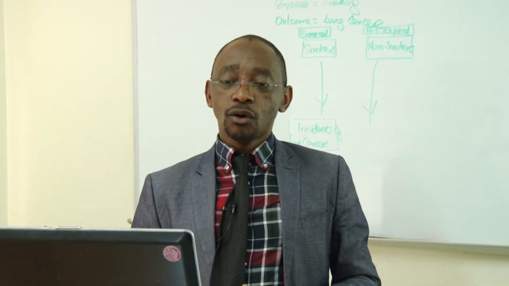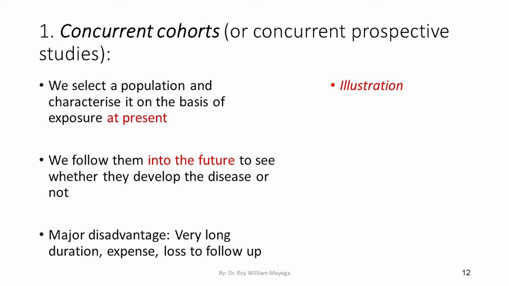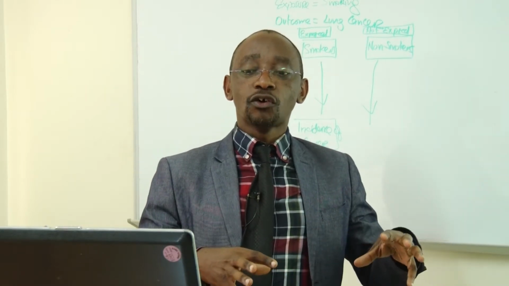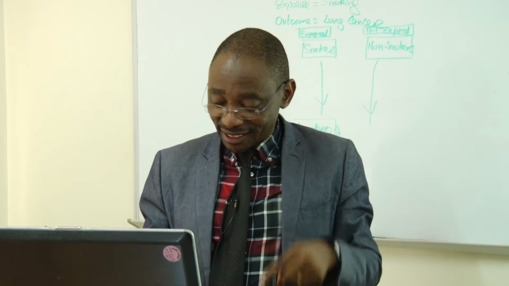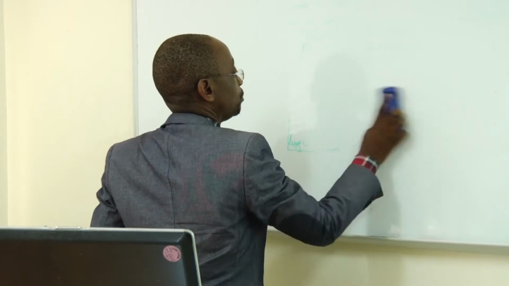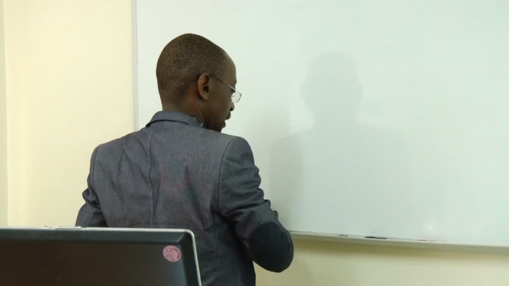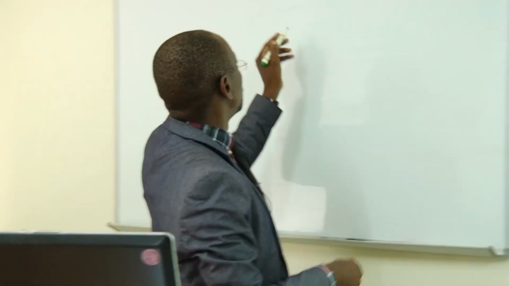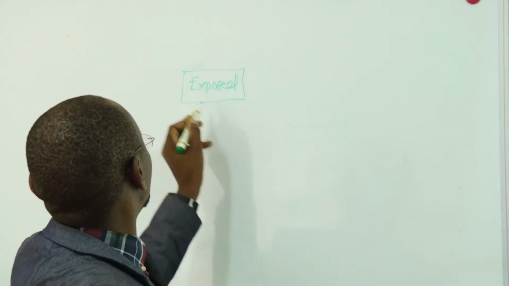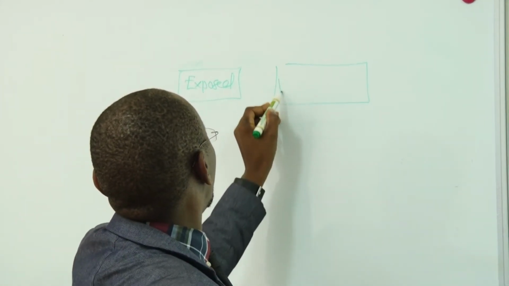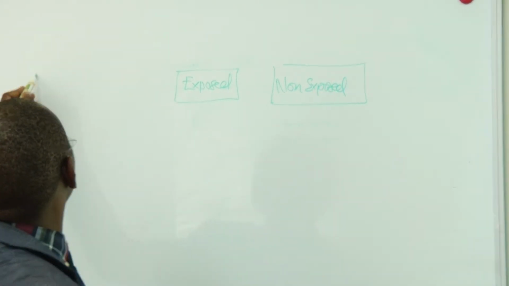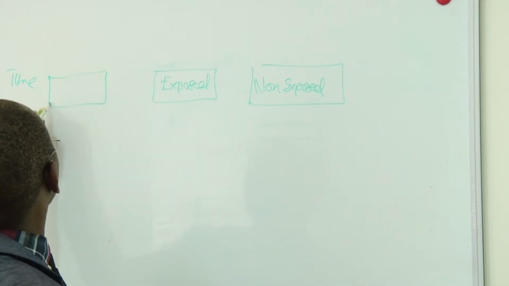Simple. In a concurrent cohort, we select a population and we characterize it on the basis of exposure at the moment. So we look at exposure at the moment. So I select a population and I characterize them into exposed and non-exposed. So I divide the people into two groups, exposed and non-exposed. And the time is now.